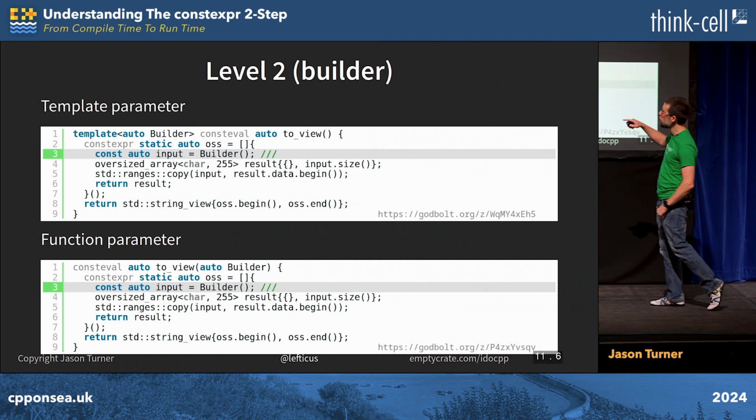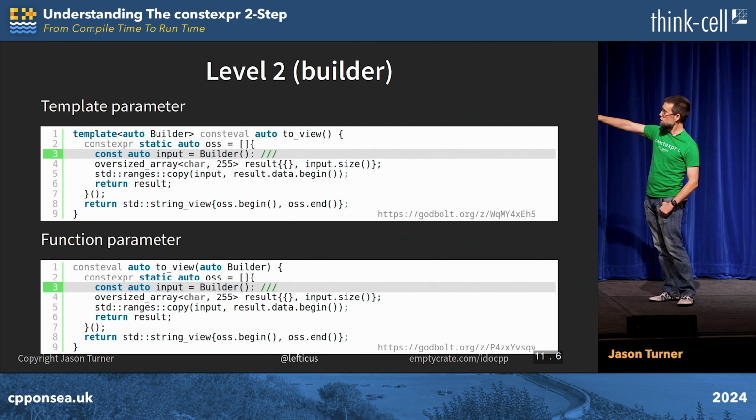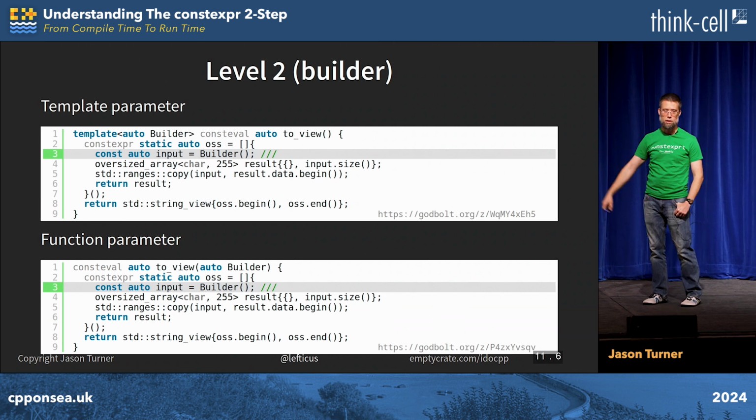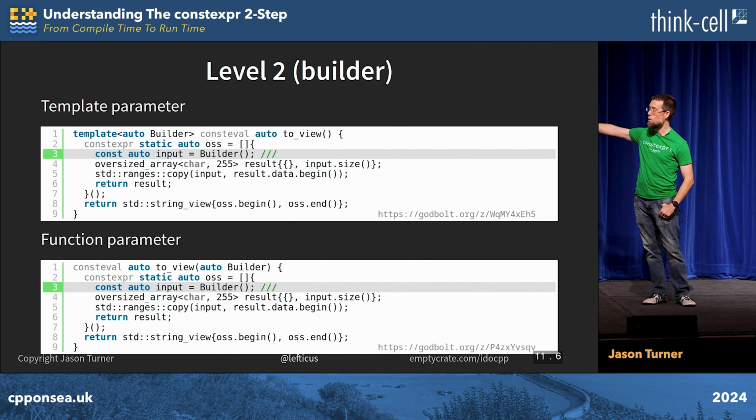Now, there are pros and cons to both of these. Calling the bottom one, actually, you pointed out that function parameters are never constexpr. Can the bottom one work?